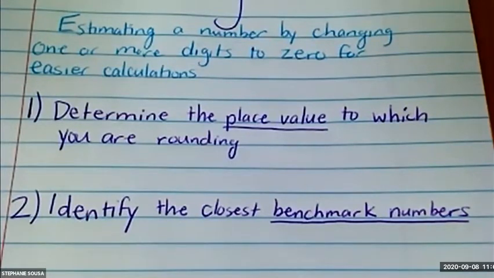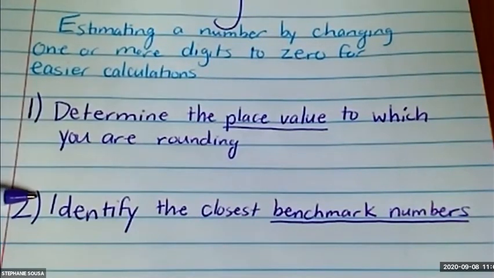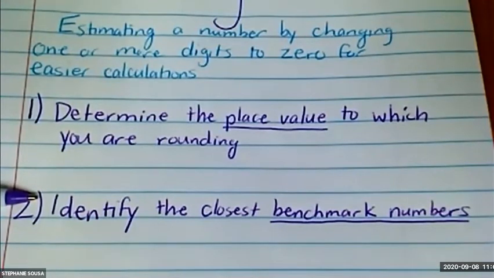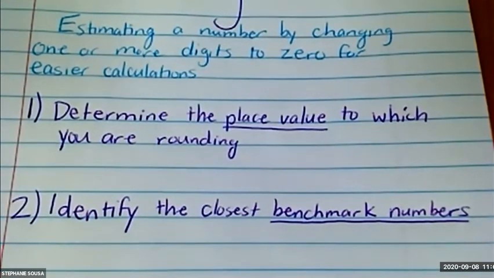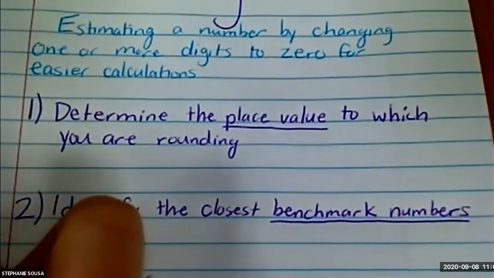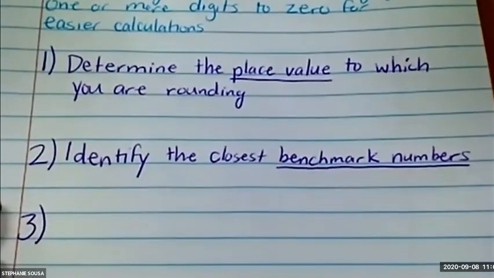So step 1 is to determine the place value to which you are rounding. Step 2 is to identify the closest benchmark numbers. We only have one more step to complete, and that is step 3. Step 3 is where we will decide whether the number would round up or down. And some people like to use the words backwards or forwards when you're thinking about a number line, but rounding up or down in value also works. So whichever words are most comfortable for you are fine. I'm going to stick with up or down.